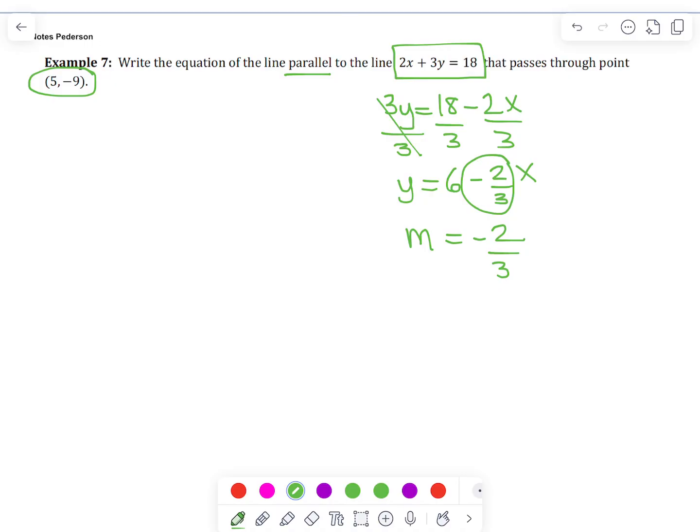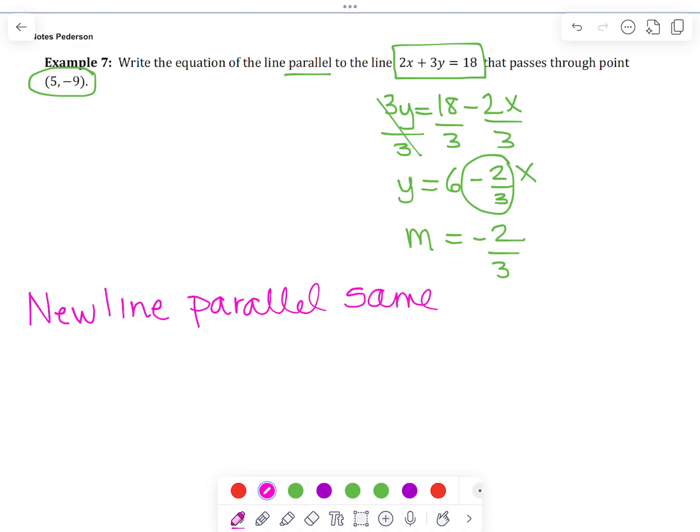Now we're going to come up with a brand new equation, and we want that new equation to run parallel. For you to have a parallel line, it's going to have the same slope. So the new line is going to have a slope of -2/3, and it's going to run through this point, x and y. And we need to find out what that y-intercept is.